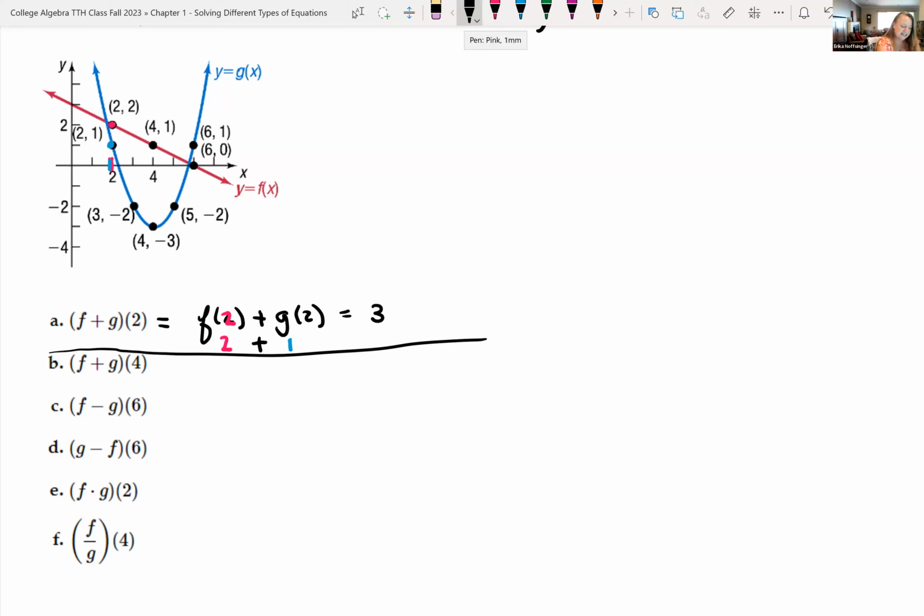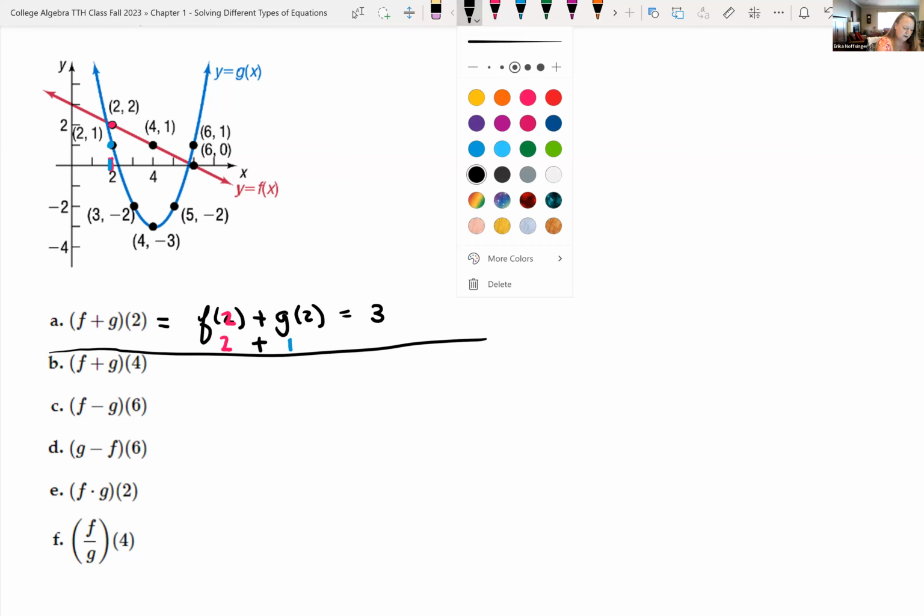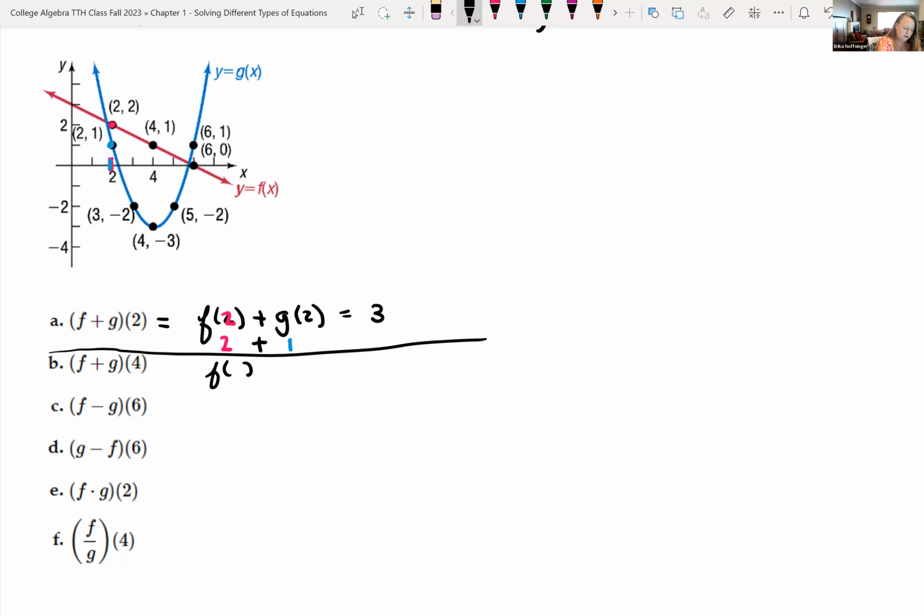So when we're looking at f of 4 plus g of 4, going to x equals 4. For f of 4, my y value is 1 plus g of 4. So when x is 4, my y value here is -3. So we have 1 minus 3, which is -2.